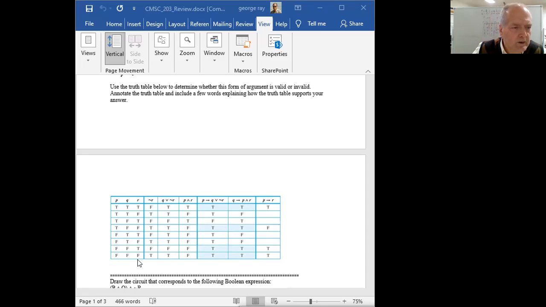The third one is not false because it's vacuously true. P is false on the third one and P is false on the fourth one. And so when the antecedent is false, the conditional statement is vacuously true.